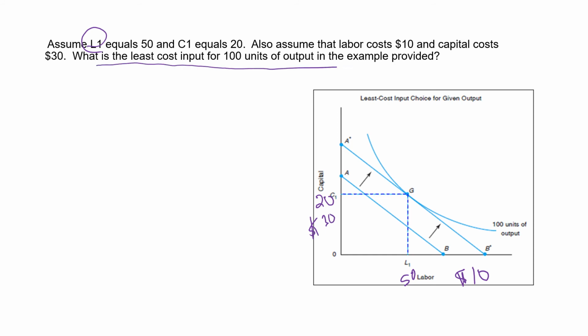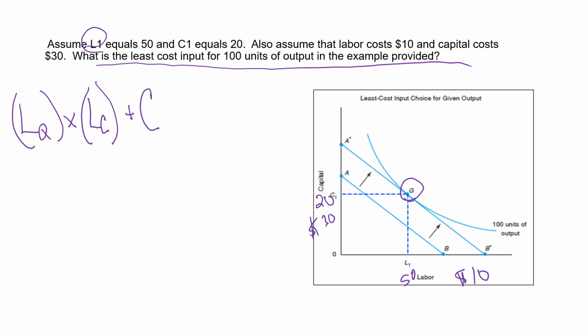When we're asked what is the least cost input for 100 units of output in the example provided, well, again, we've found out that point G is the least cost combination because that's where the isoquant curve meets the isocost line. So now what we need to do is take the labor quantity times the labor cost plus the capital quantity times the capital cost. So labor quantity is 50 and the cost per unit is 10.